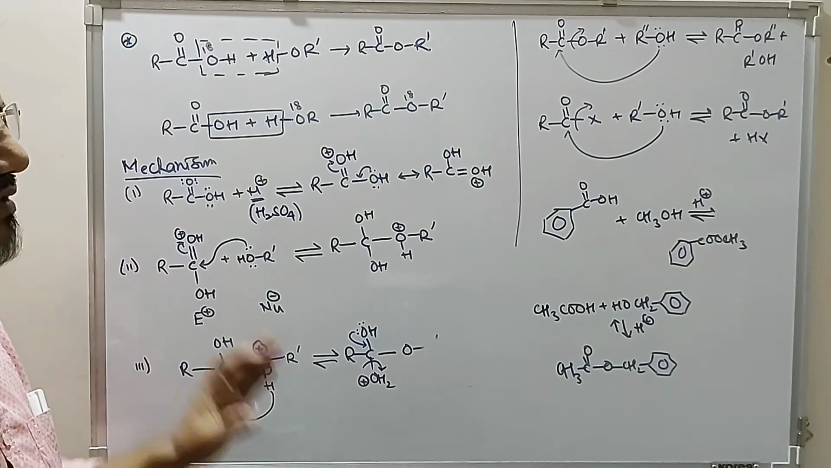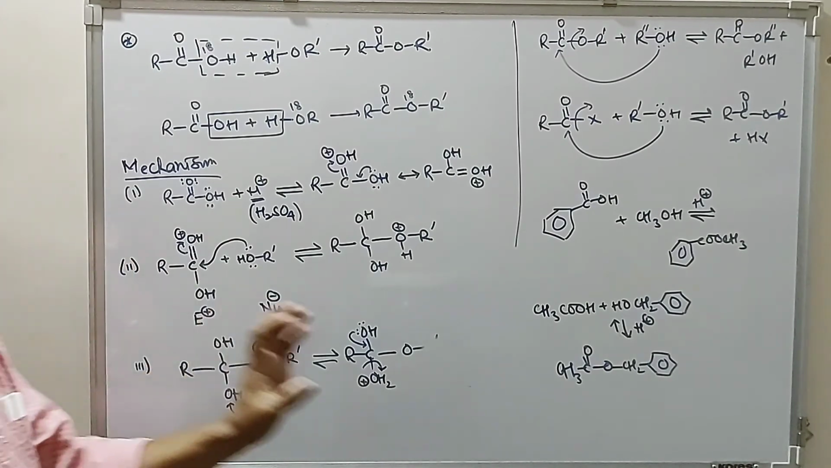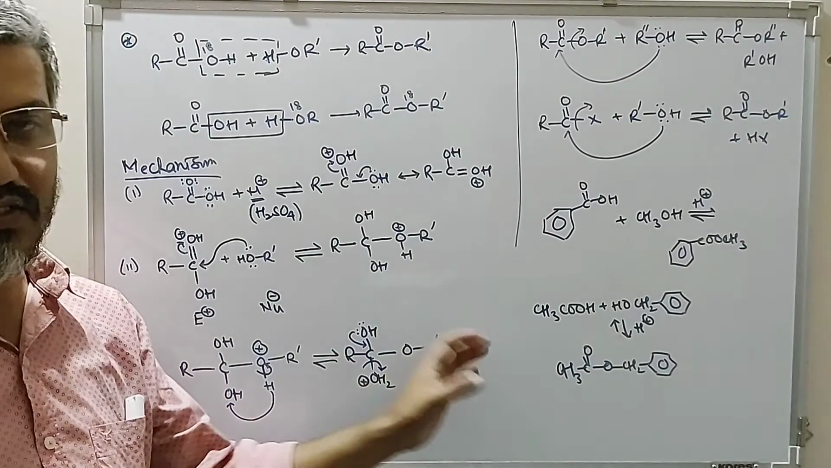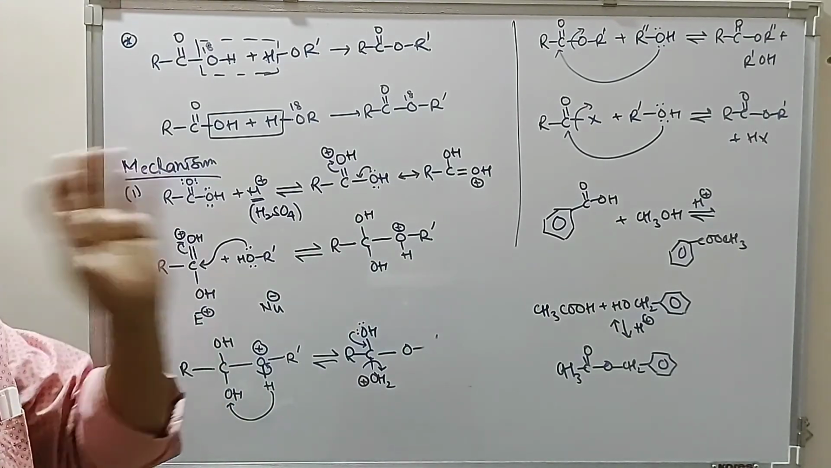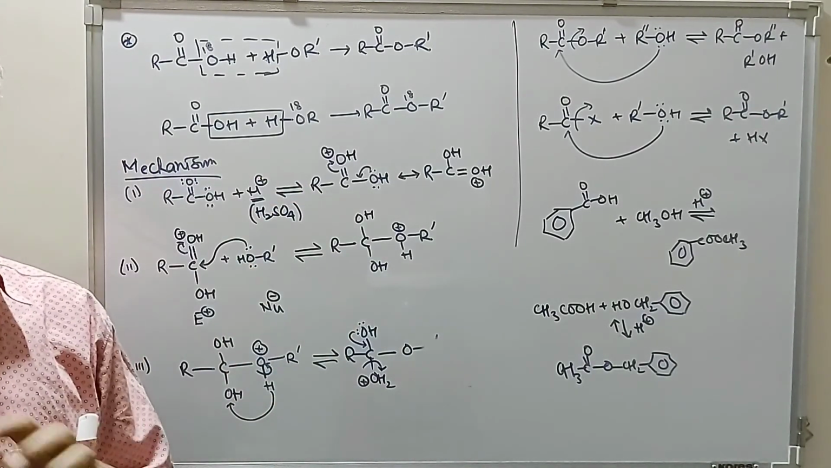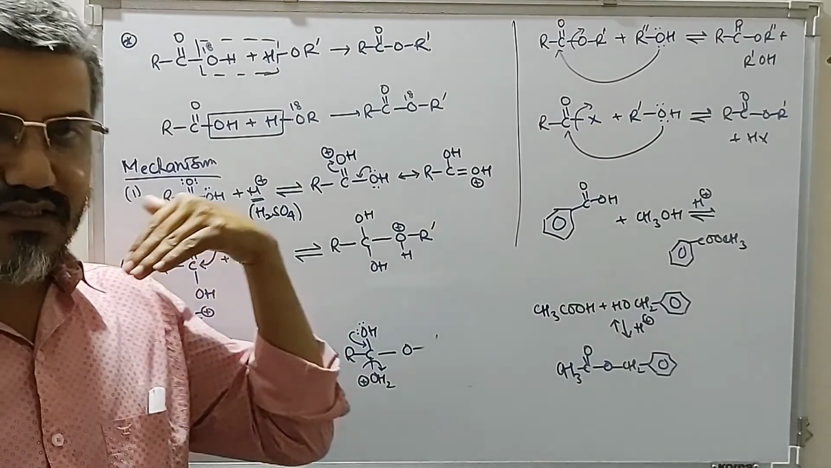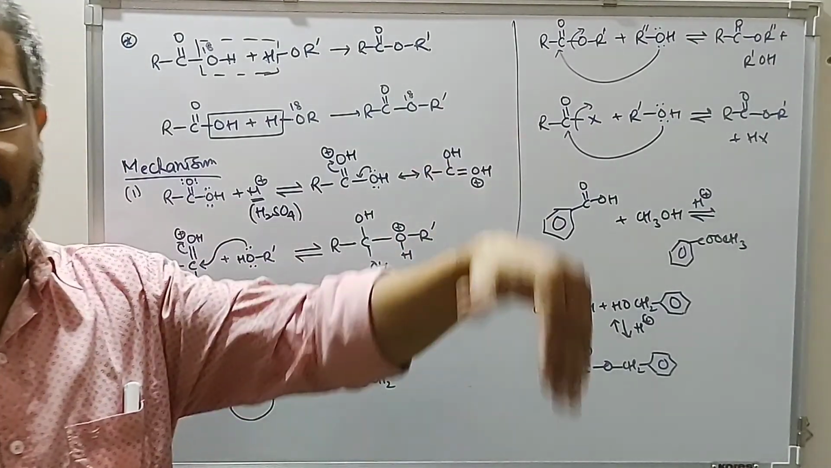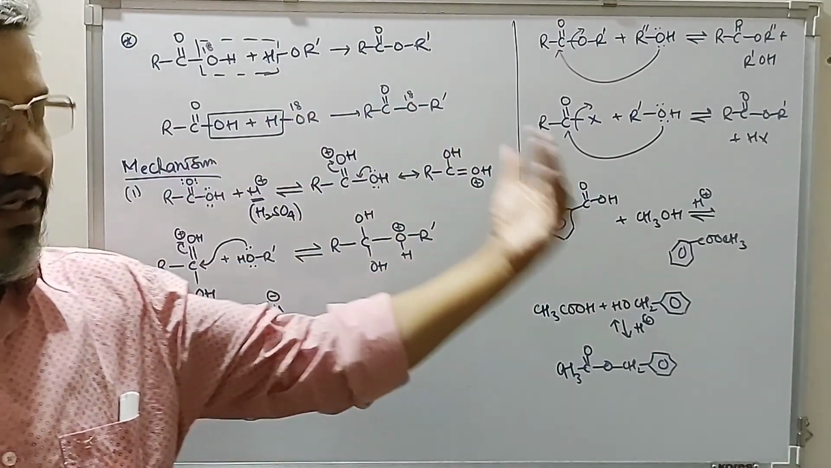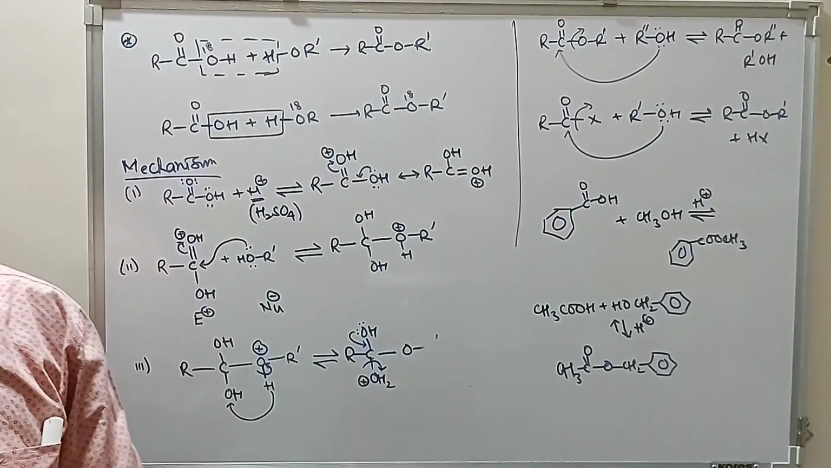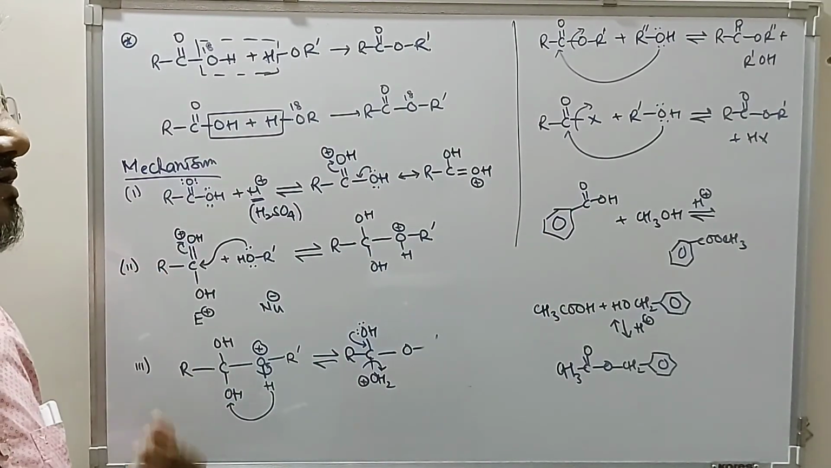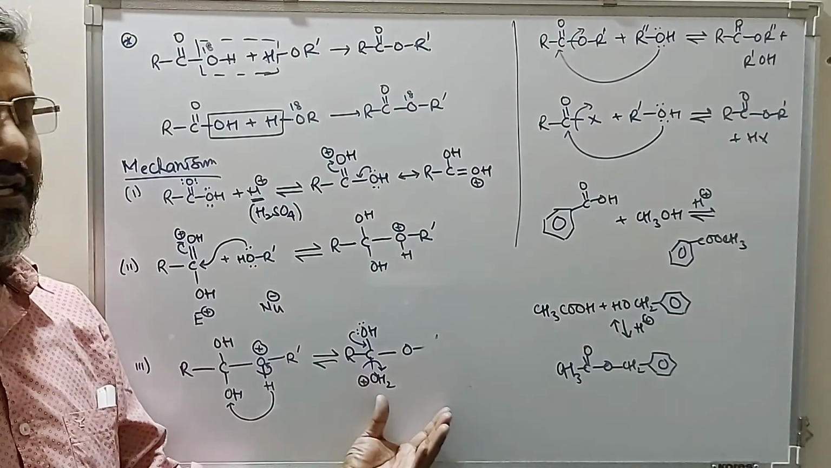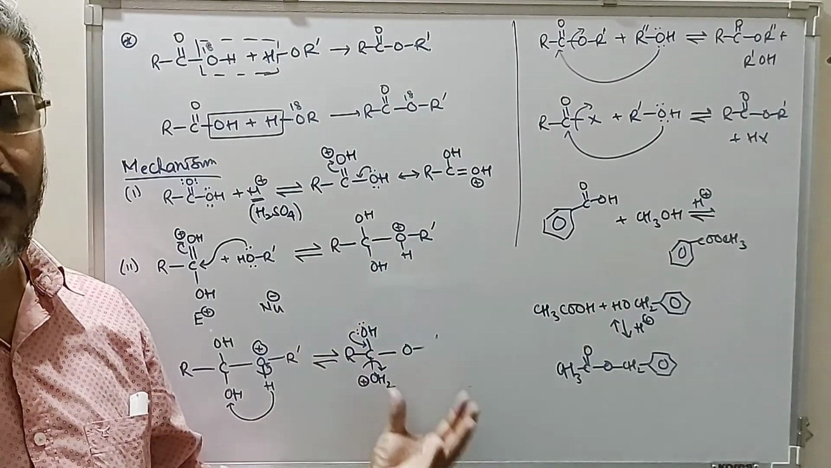So keep in mind, in Fischer esterification reaction, which proves the acidic nature of alcohol, the OH bond of alcohol is to be broken, and in the reaction the acid will behave as if like a base and the alcohol will behave as if like an acid. So these are the two important reactions which prove the acidic nature of alcohols.